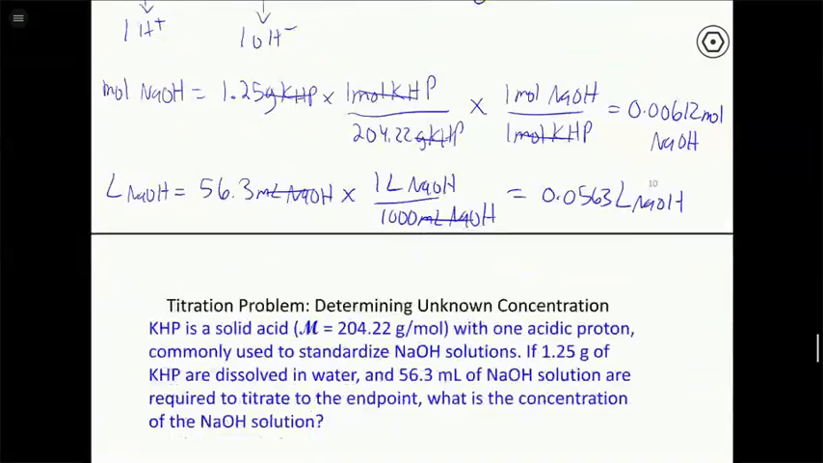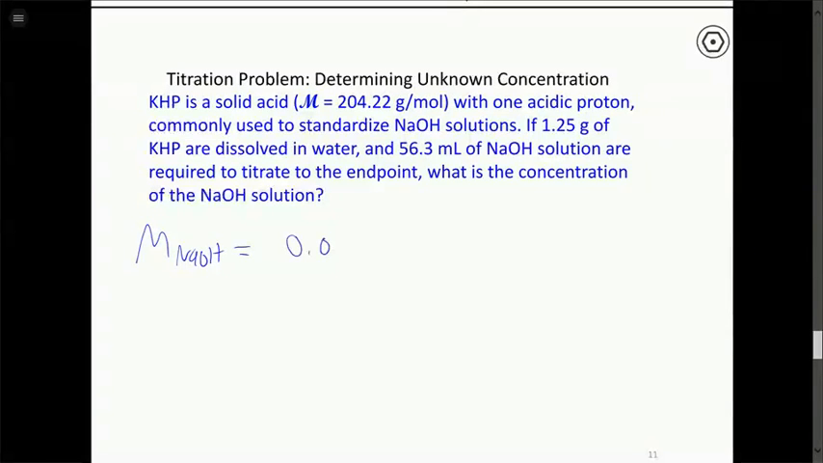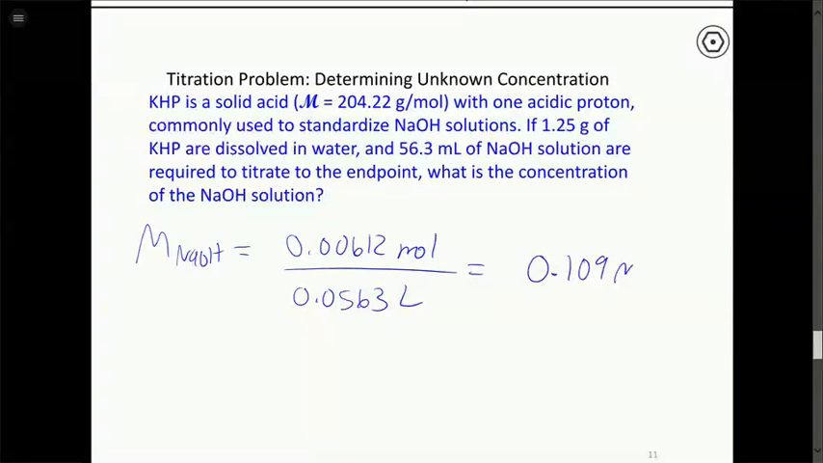Alright, so I have more space for work here, but all we have is one step left, which is going to be the molarity of our NaOH solution is going to be the moles that we just calculated, 0.00612 moles, divided by the liters of solution, which is given, and we had to convert that from milliliters into liters. And we get 0.109 molar.